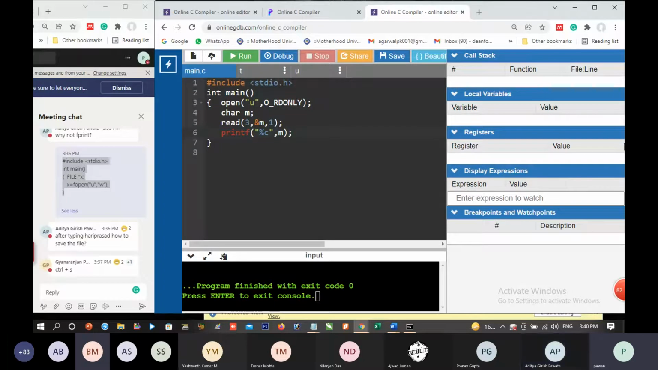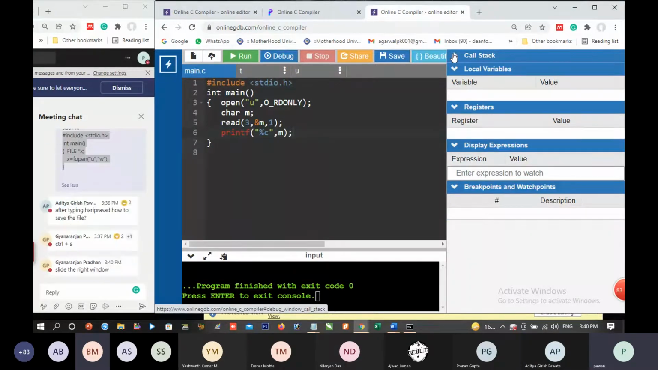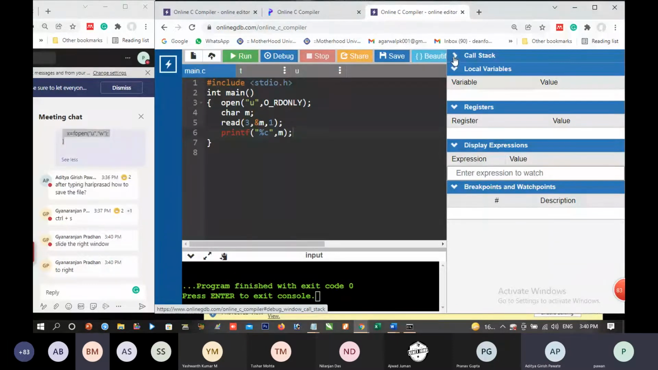Sir, remove this call stack one. You just click on it and drag it to the right. I have clicked Remove on this. No, sir, just drag this. Drag it and move it to the right. Slide it right.